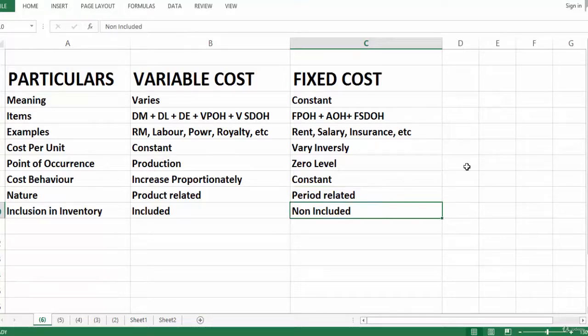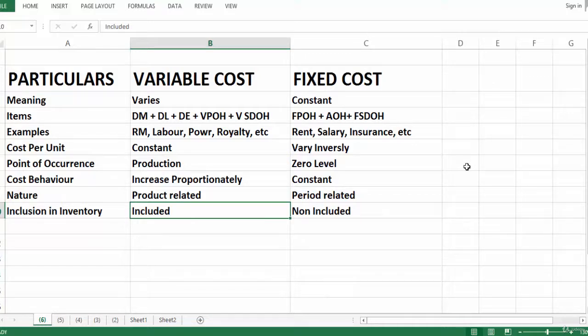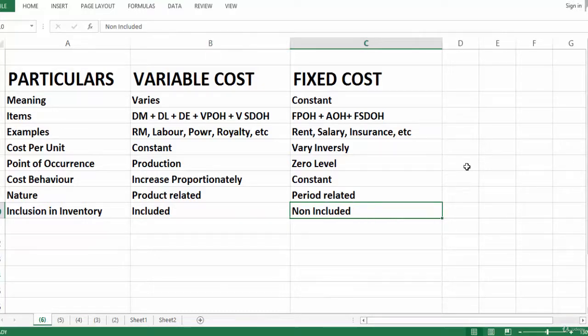The final difference is inclusion in inventory. Variable costs are basically product costs, so they form part of inventory valuation. So the inventory value comprises direct materials, direct labor, direct expenses, and variable production overheads. All of these are basically variable cost. Whereas fixed costs are not included in inventory valuation. They are charged off fully to the profit and loss account in the period in which it is incurred.